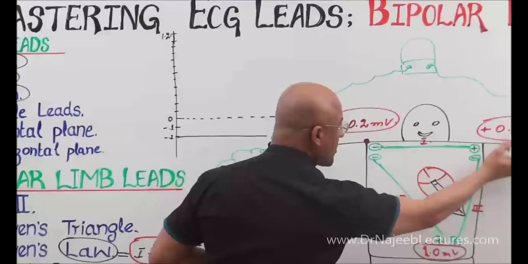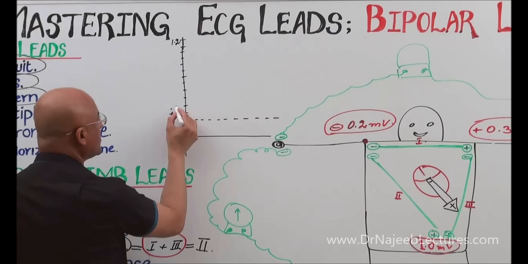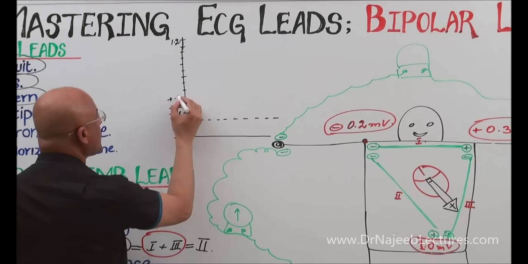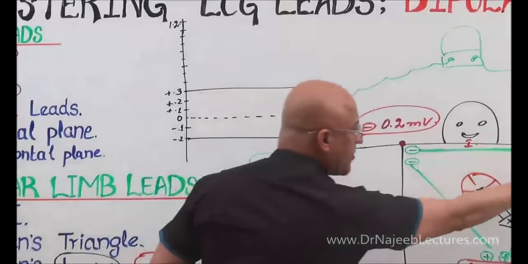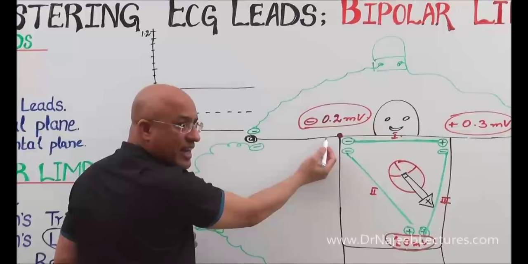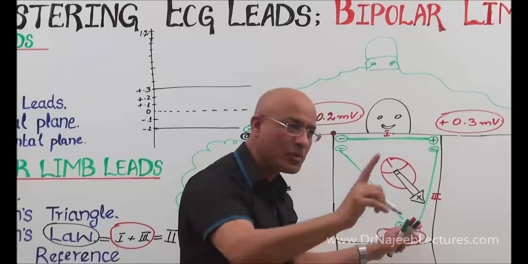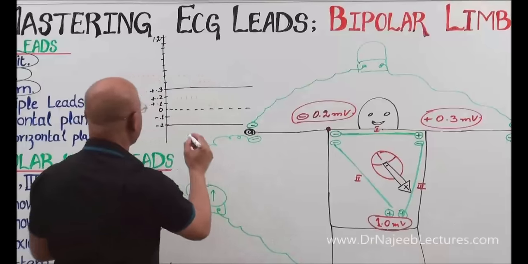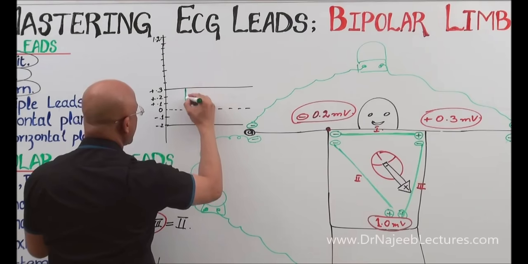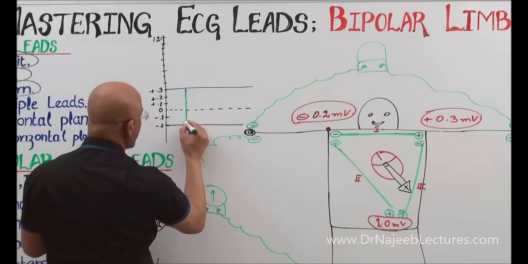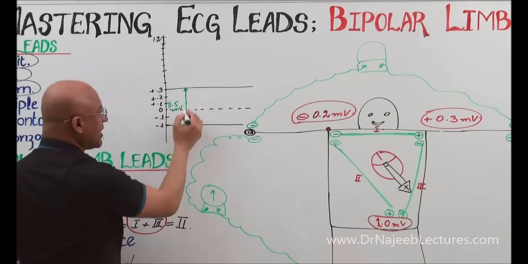And here it is what? Plus 0.3. So plus 1, plus 2, and plus 3. Am I clear? So this is the potential in the left arm and here is the potential in the right arm. When these potentials are created, when ventricular depolarization is going on, you understand why and how. Now what is the difference in them? Look at it. The difference is 0.5 millivolt.